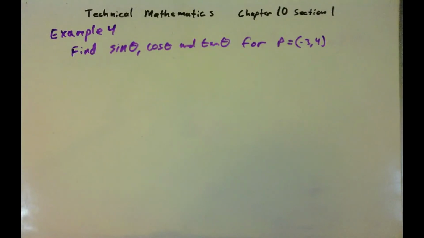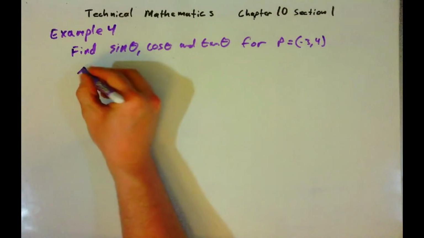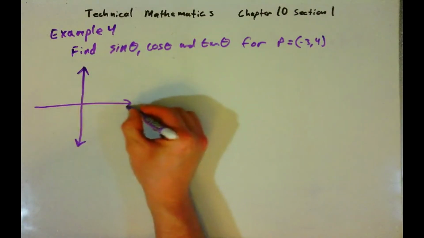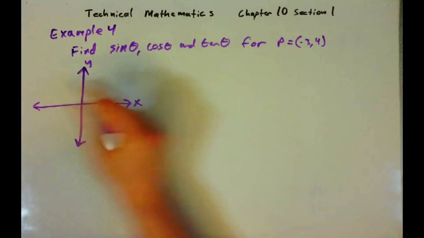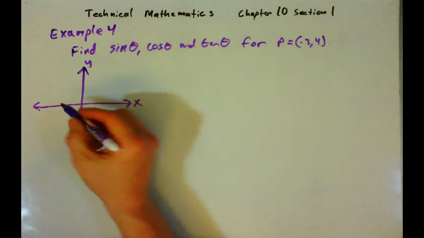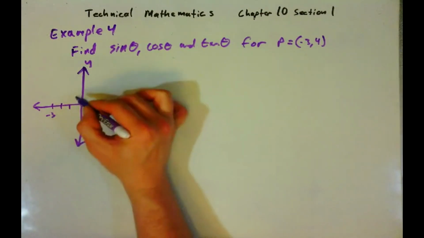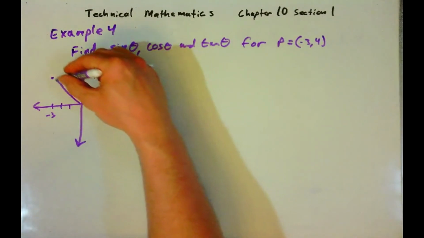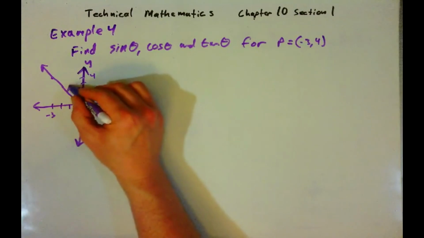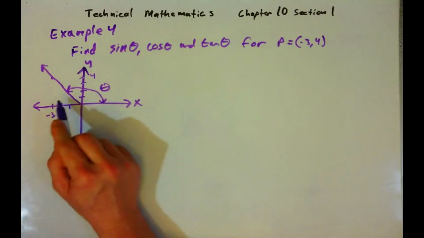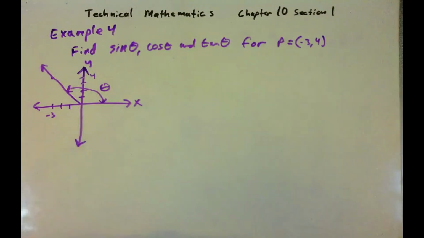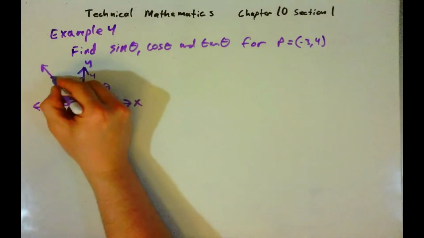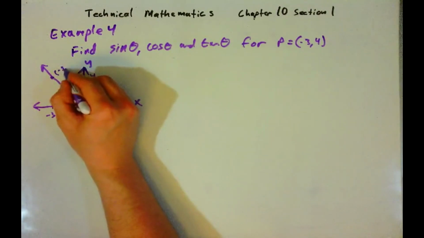This is example 4. It says find the sine, cosine, and tangent of theta for a terminal side that passes through a point -3, 4. And so on a coordinate plane, we have the x and y axes. We have a point -3, 4. -3 is the x value. 4 is the y value up here. And so the point is right here somewhere. So this is the angle that we're looking at. You can see that the angle is greater than 90 degrees, but less than 180, so it's in the second quadrant. And so the coordinates of the point that the terminal side passes through is -3, 4.